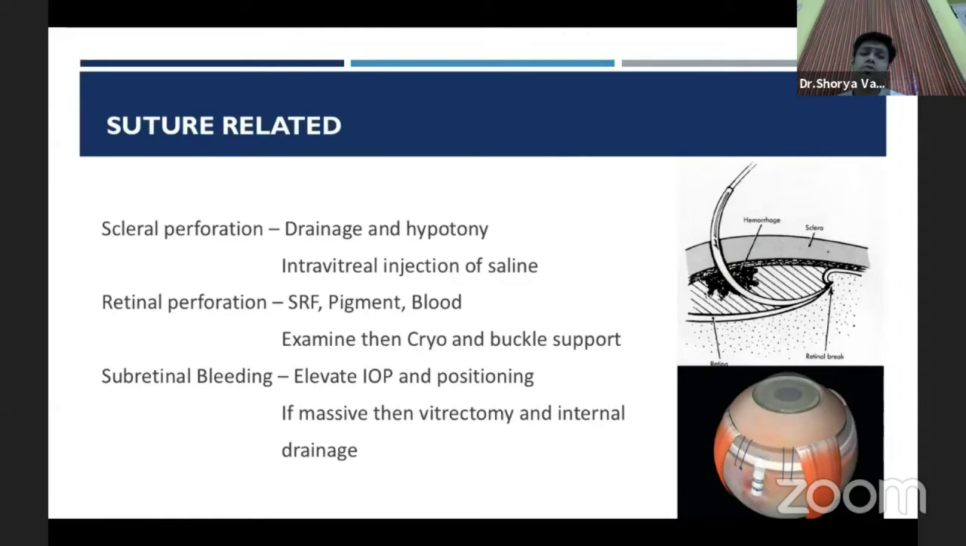The next step is passing the sutures, and sutures can lead to a scleral perforation, a retinal perforation, or a subretinal bleed. In cases of scleral perforation, it might lead to drainage of the SRF and hypotony. To proceed with surgery, we can give an intravitreal injection of saline and then proceed. In cases of retinal perforation, when you see pigment or blood coming out, you need to examine the retina, see where the break is, do the cryo, and support it with the buckle. In cases of subretinal bleed, we need to elevate the IOP and position the eye so that the blood goes away from the macula if possible. In cases of massive bleeds, we need to go in and do a vitrectomy.